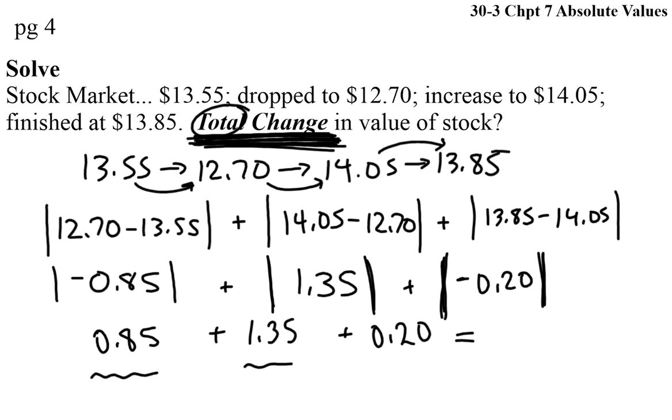So the total change the stock went through was $2.40. It wasn't an increase or a decrease of $2.40. It was an overall up and down $2.40 total change. So that's what an absolute can describe.